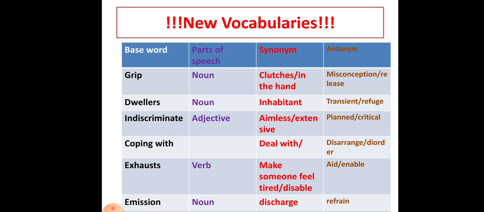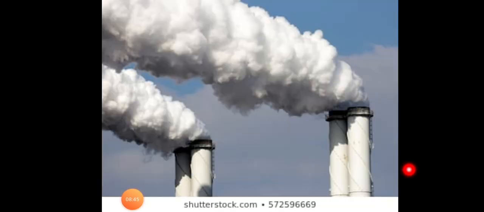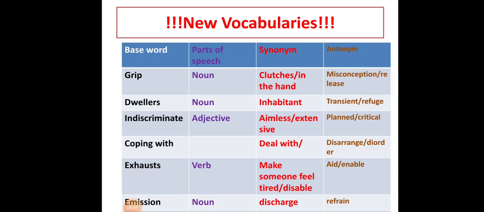The next one is exhausts. Exhausts is a verb, okay. So it means makes someone feel tired.